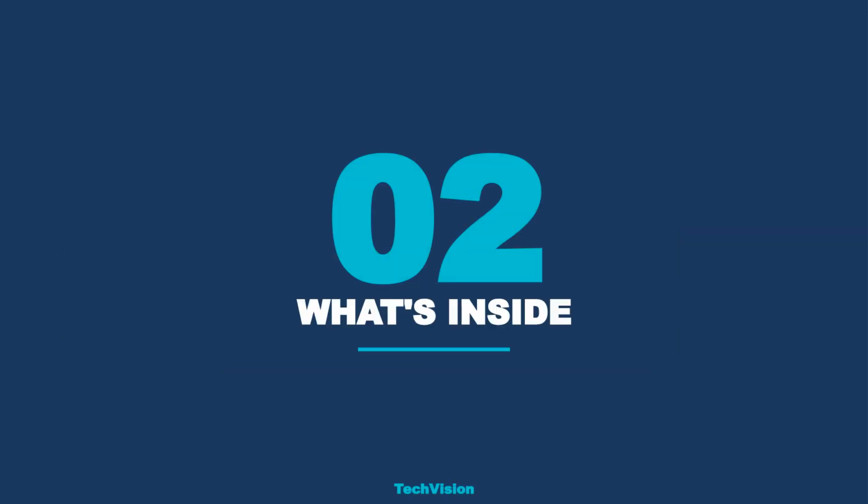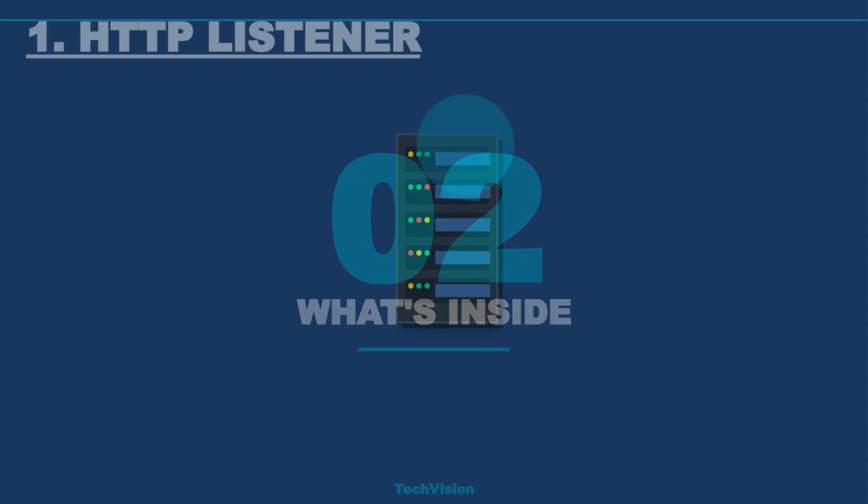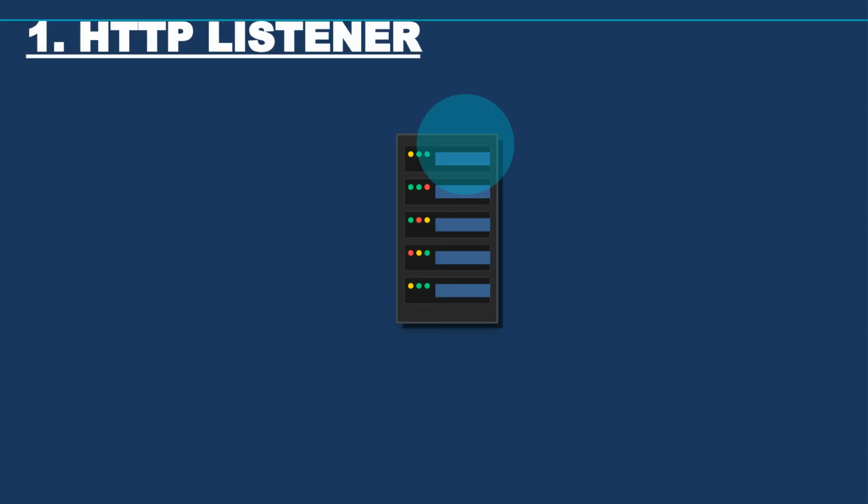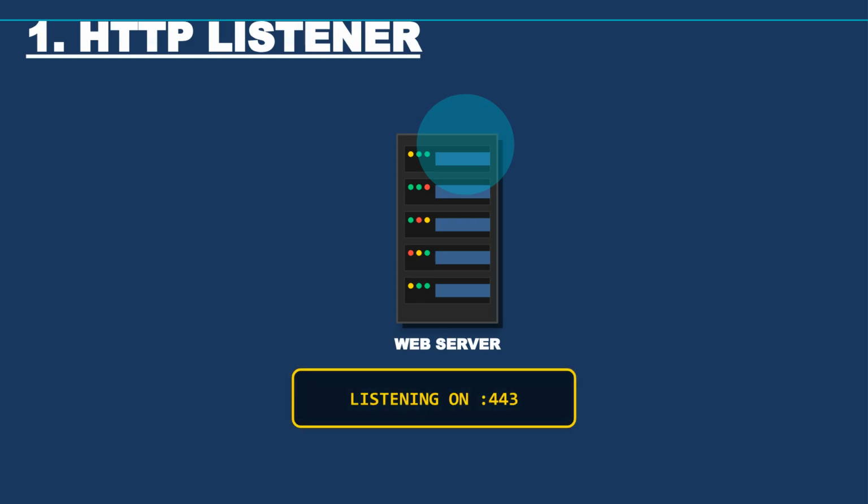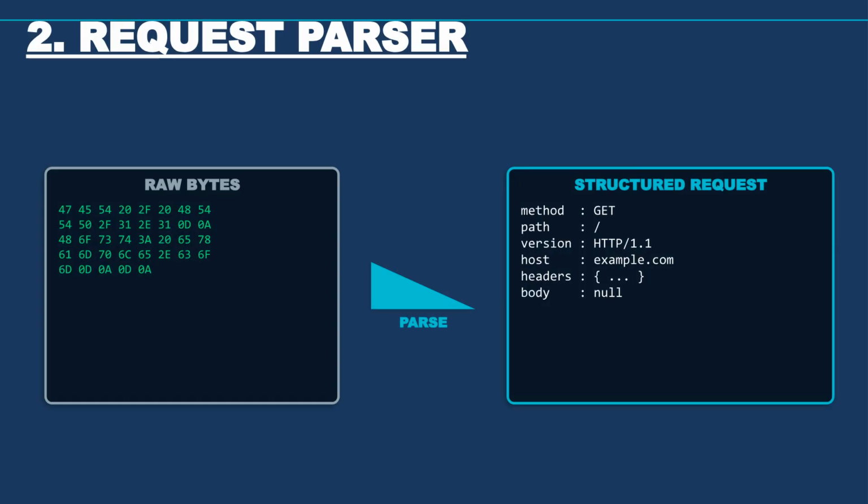Now that we know the overall flow, let's look at the 5 main components inside a web server that handle that traffic, starting with the HTTP listener. The HTTP listener is the program that constantly monitors a specific port, often port 443 for HTTPS. It accepts and manages all new TCP connections from clients. Next is the request parser. It takes the raw stream of bytes from the network connection and translates it into a structured HTTP request, extracting the method, path, headers, and body.